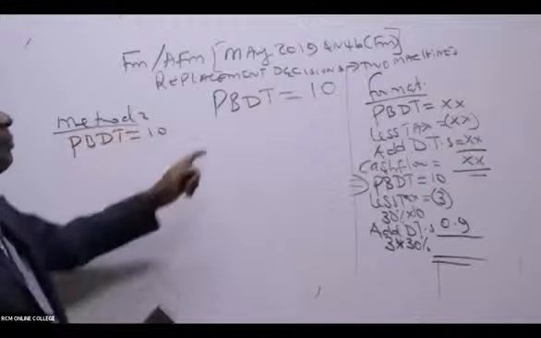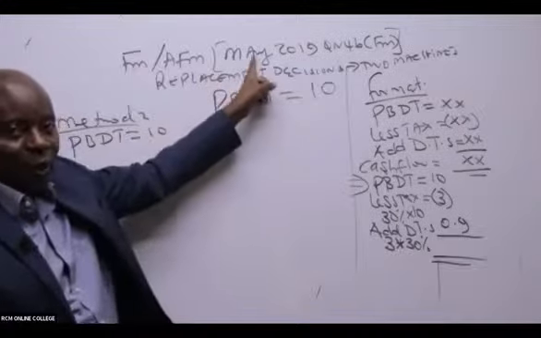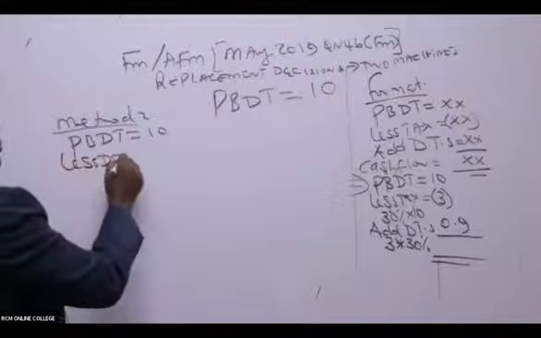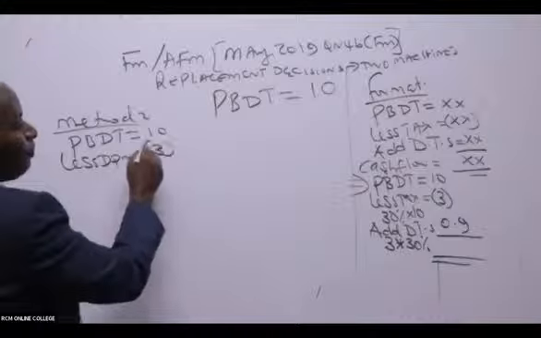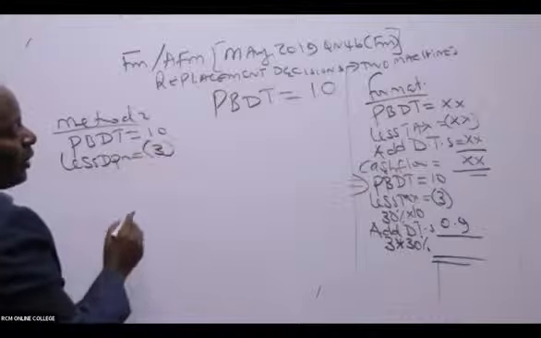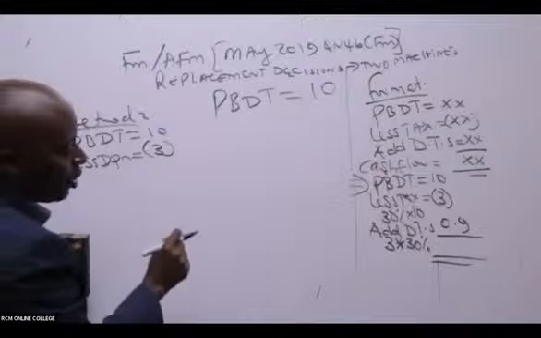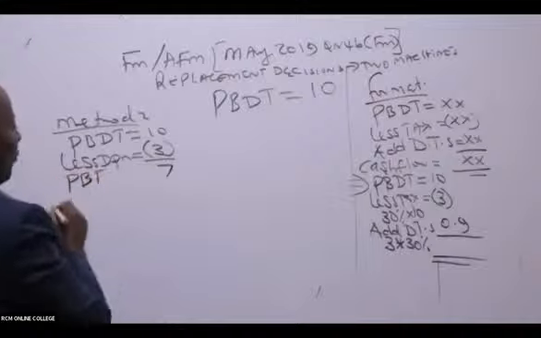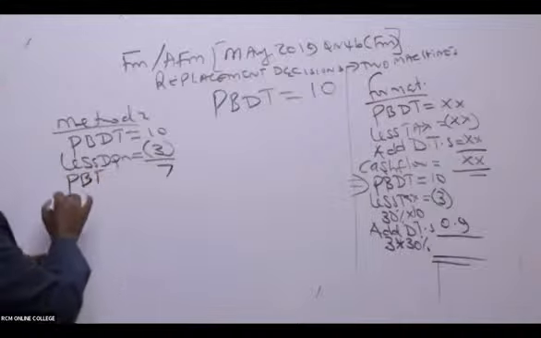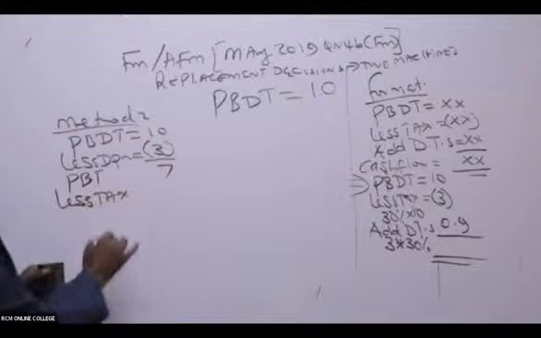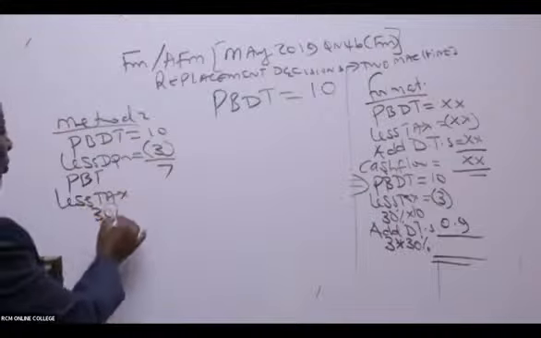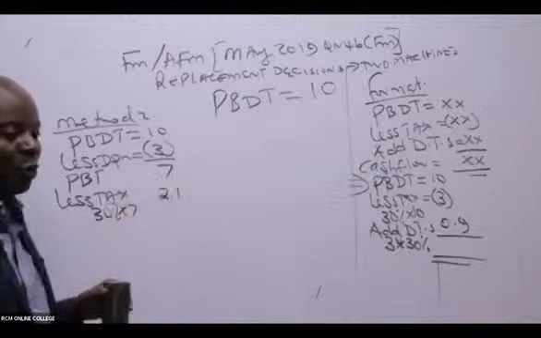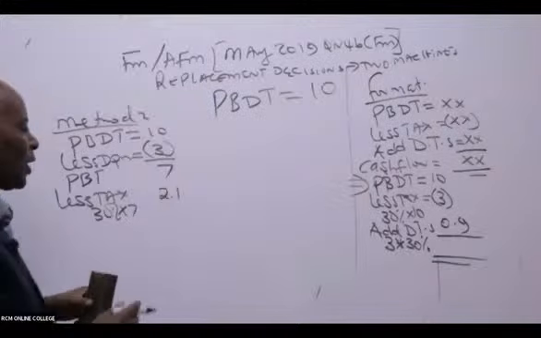I'll be making use of this knowledge to tackle this question. Very important. Somebody will come and less depreciation of 3. The ones that subtract depreciation of 3 get 7, which is profit before tax. Then they go ahead and less taxation. Tax here is 30% of the profit. 30% of this 7 gives me 2.1.